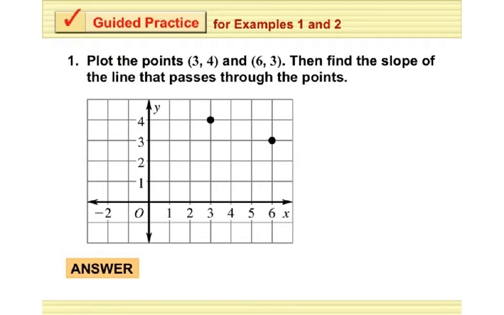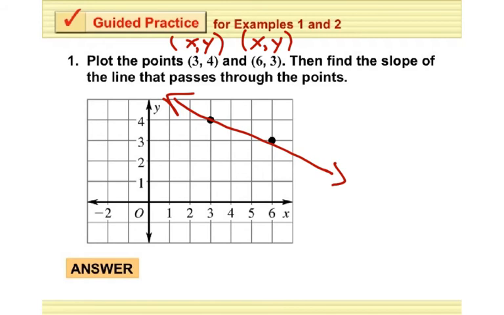I want you to try this problem where it says plot the points 3, 4, and 6, 3. Remember, 3 is your x, 4 is your y, and in this case it's the same, x and y. Then find the slope of the line that passes through the points. So now that you've plotted 3, 4, and 6, 3, now we can find the slope. So a good idea, of course, is to put an arrow, a straight line, through, and to look at if the line is positive or negative.